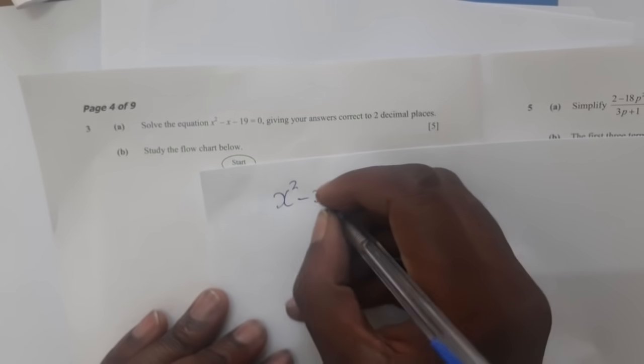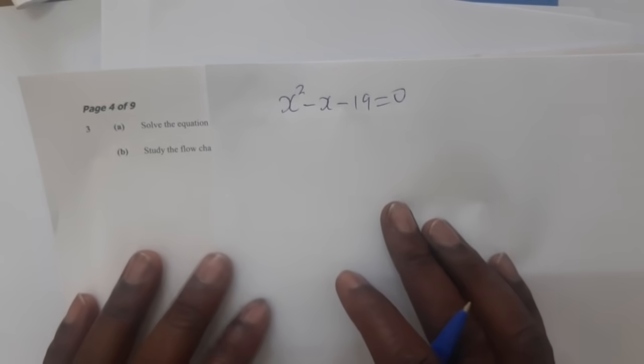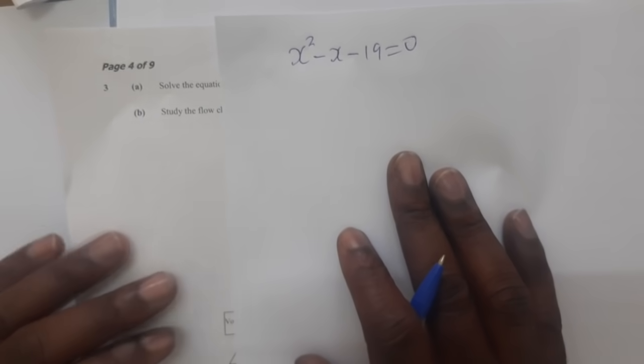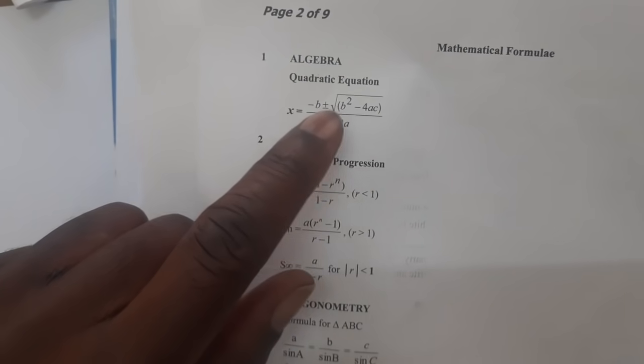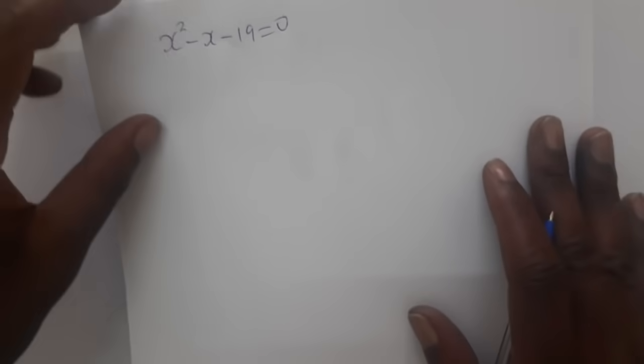So we do it right on the paper. Okay? So we have the equation x squared minus x minus 19 is equals to 0. Okay? So the formula that we are supposed to use when solving this equation is actually given right here. It's the first formula, so that's the formula that we are supposed to use. Okay? So let's go ahead and work out this question.